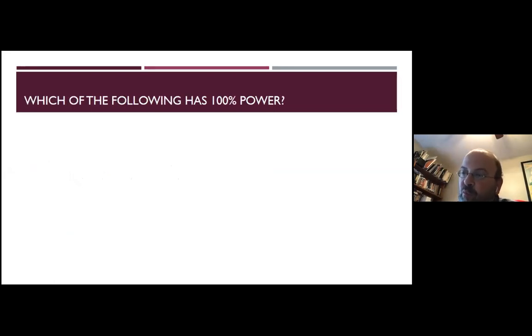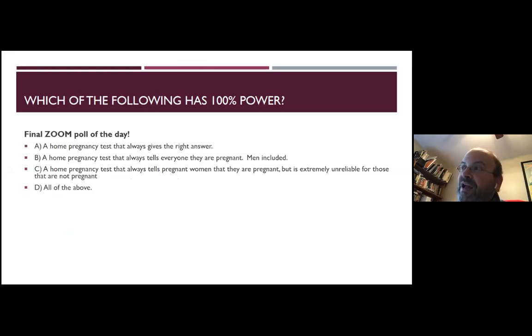So here we go. We have one more Zoom poll, Mr. Timmons. Which of the following scenarios would have 100% power, okay? A home pregnancy test that always gives the right answer. A home pregnancy test that always tells everybody they are pregnant, including men. A home pregnancy test that always tells pregnant women that they are pregnant, but is extremely unreliable for those that are not pregnant, or all of the above.